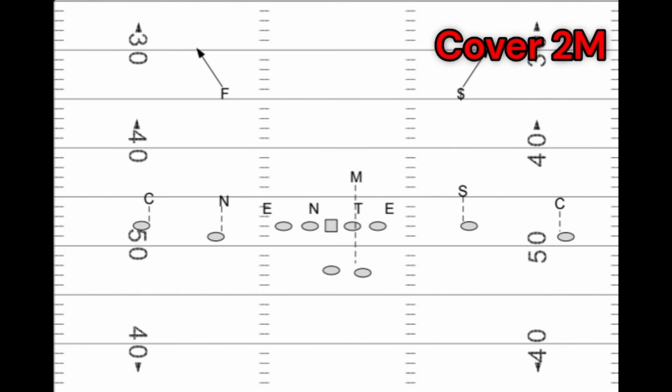Cover 2 man. This is going to be another really easy diagnosis. We have the 2 high safeties once again. They're going to be wide, right? Because they have the deep half responsibility. They got to get out there. And the corners are in press technique, and even nickel is going to be in press technique.